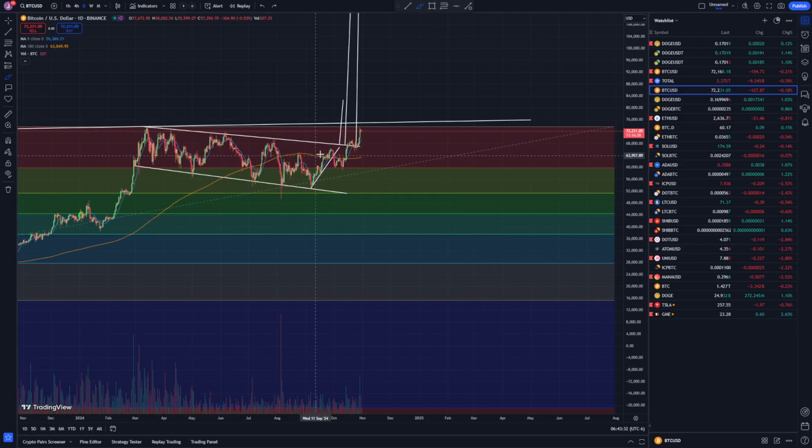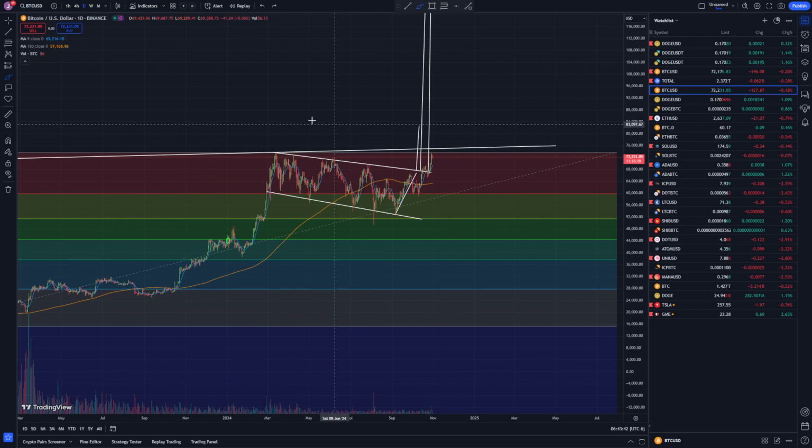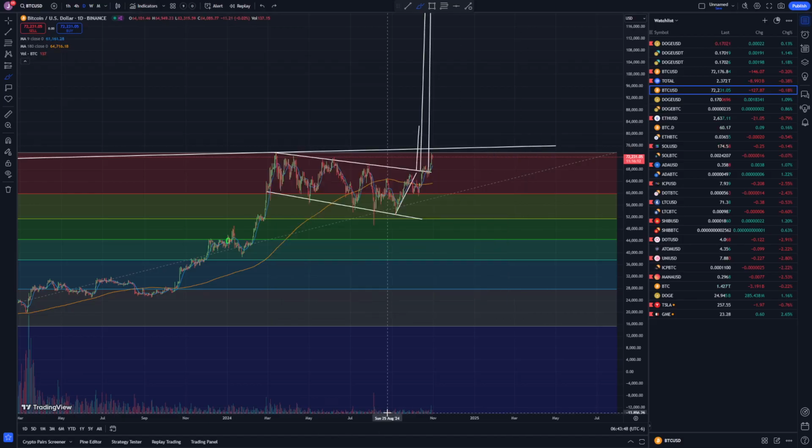What I want to see is the volume start spiking more down here as we start moving to the upside. And the same thing with the indicators. So you'd go to indicators, do volume, search for volume right here, click that, and then that'll bring up the volume candles at the bottom.